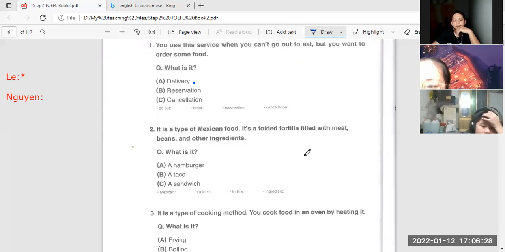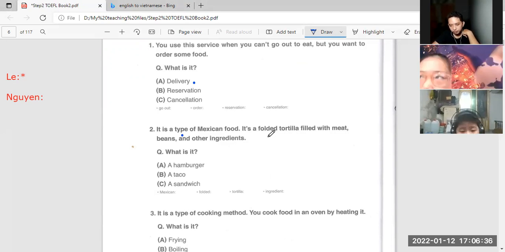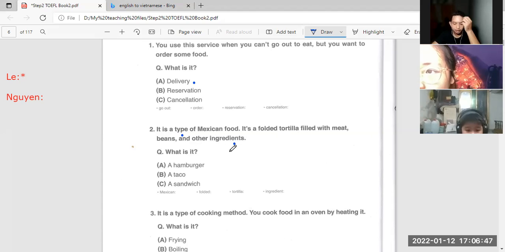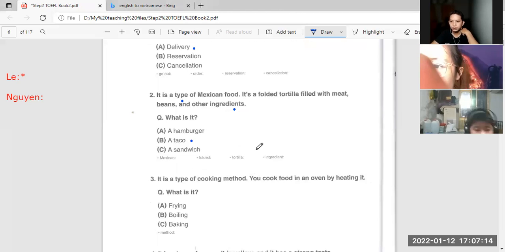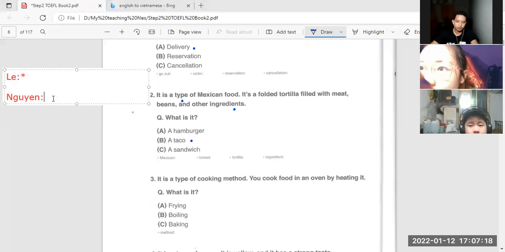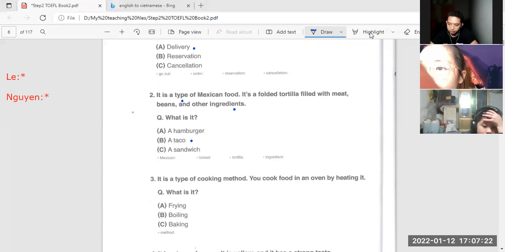It is a type of Mexican food. It is a folded tortilla filled with meat, beans, and other ingredients. What is it, Nguyen? A taco. Are you sure? Yes. Okay, so the correct answer is B, a taco. Perfect. So one star for Nguyen. Okay, number three.